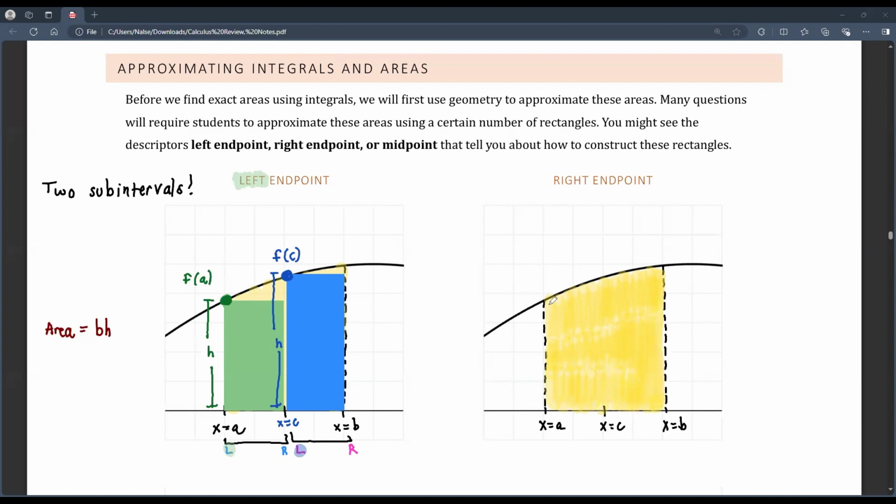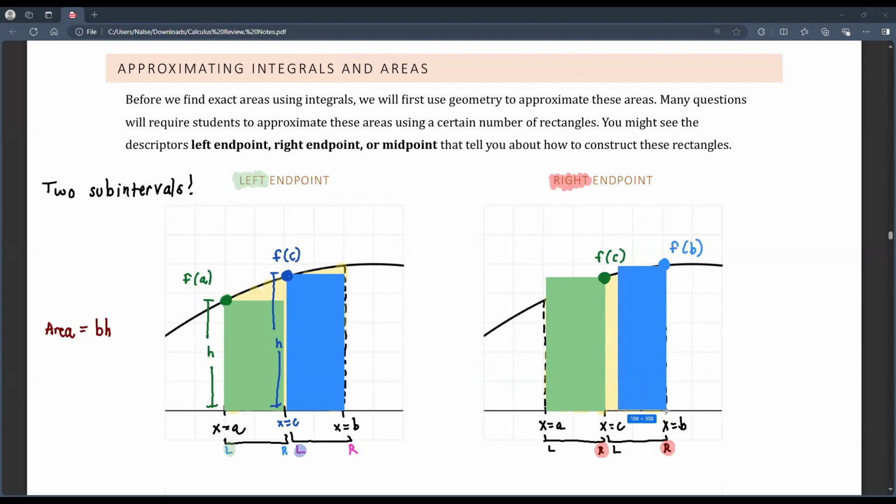We could construct these rectangles using right endpoints instead. We would still acknowledge each subinterval, this time identifying their right endpoints. Each right endpoint helps us find the height of each rectangle. The first rectangle would have a height equal to the function value when x is c. And this is because c is the right endpoint of the first subinterval. Similarly, b is the right endpoint of the second subinterval. So the function value at this location establishes the height of the second rectangle. Both rectangles have heights found by using the right endpoints of their respective subintervals, and this is why this is called a right endpoint approximation.